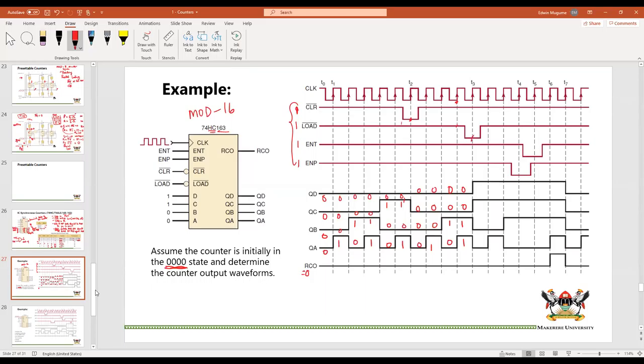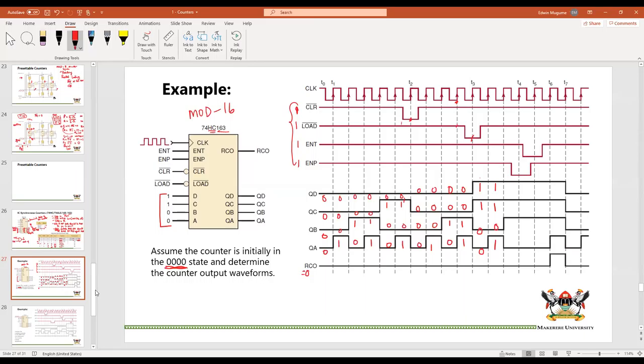A load command is when load is zero, because you can see that this is active low. Right. So instead of counting to the next state, we are going to load instead. And what are we loading? We are loading 1100. Meaning that now D is one, C is one, B is zero, and A is zero. So from here, we have jumped to that state because we have been able to load a new state into the counter. And so now in the next state, we are going to count, because you can see all these are one. This is one, that's one, and these are inactive in their one states. So we have 1101. That is our next state.